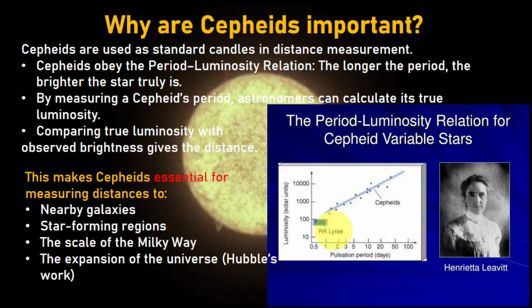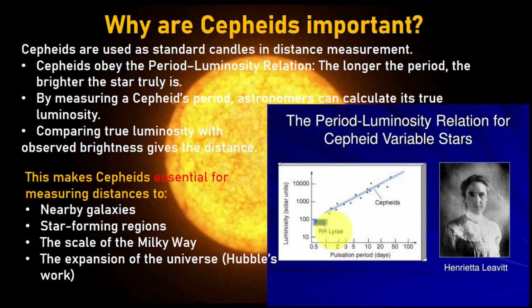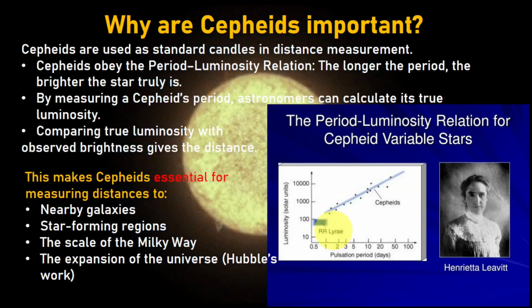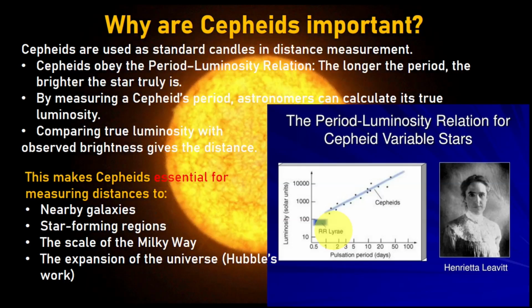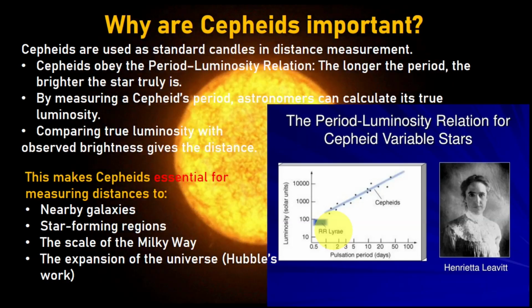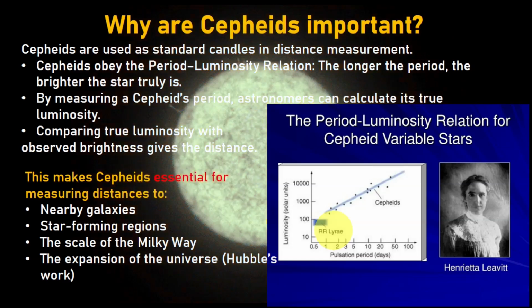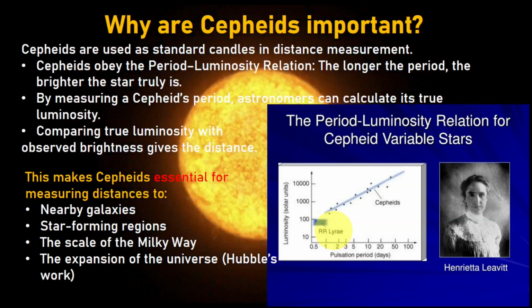Then we have star forming regions. We have the scale of the Milky Way galaxy, the size of the Milky Way galaxy. We said this Milky Way galaxy is about 100,000 light years across. And the reason why we were able to deduce that is because of the Cepheids. We could also use the RR Lyrae stars, but most of the time we can use the Cepheids.